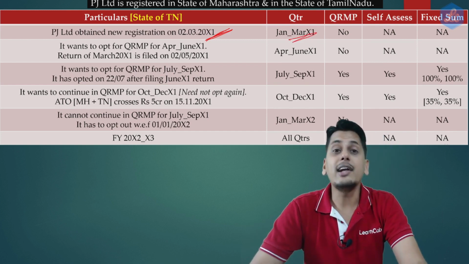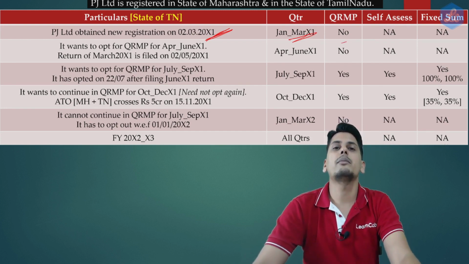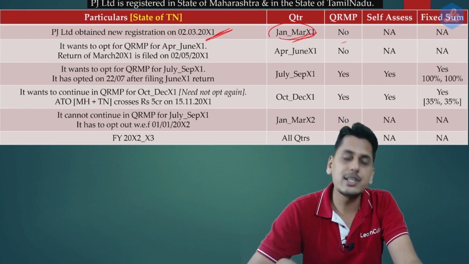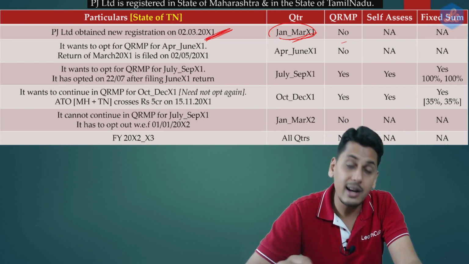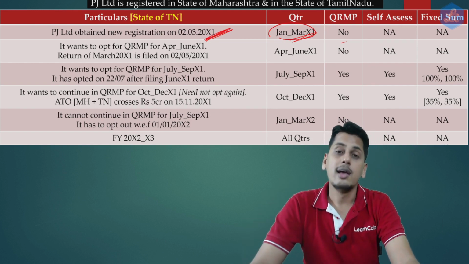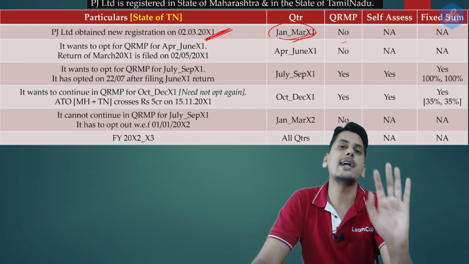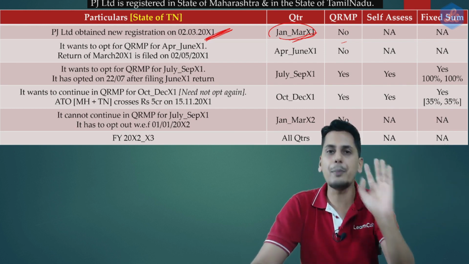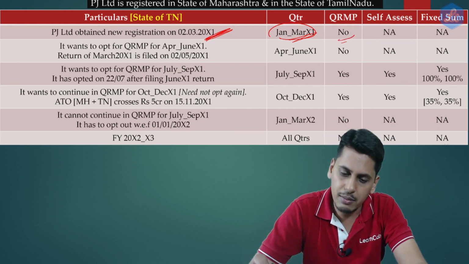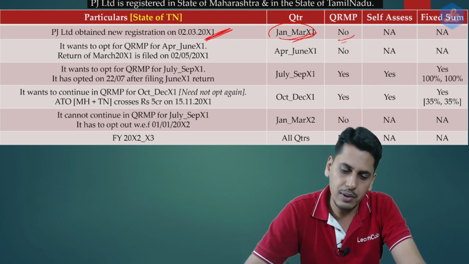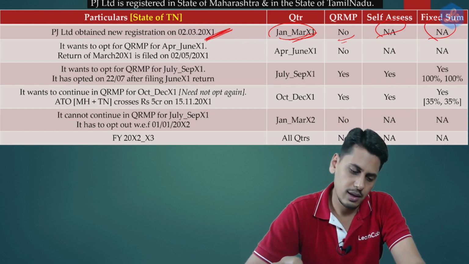For the quarter January to March, newly registered person, can it opt for QRMP scheme? Friends, for the quarter January to March, the cutoff time is 31st of January. This person has obtained registration on 2nd of March only. On 2nd of March, he can opt for QRMP scheme, but not for the quarter January to March. If he wants, he can opt for it for April to June. So for January to March, QRMP not available. When QRMP itself is not applicable, where is the question of self-assessment or fixed sum?